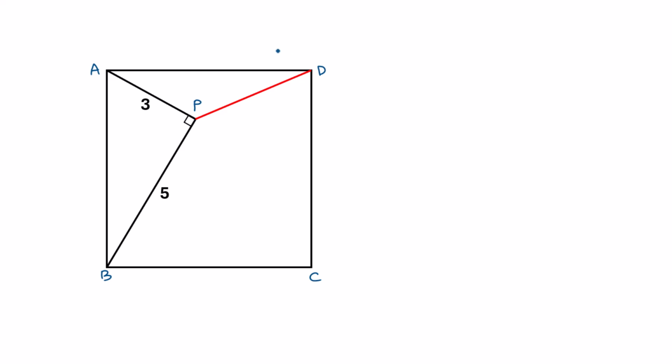At first, extend this AP by 2 units. Consider this line. Suppose this length is 2 units and this point is R. Now join this R and this D.